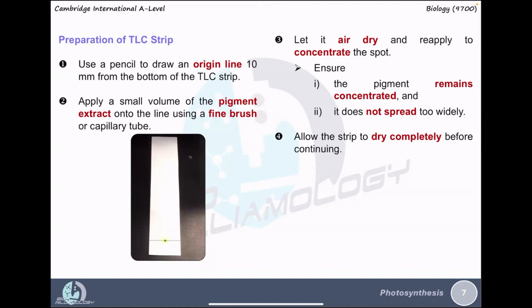Every time, we allow the strip to dry to concentrate the spot until we get a very dark spot on the origin line, and we allow the strip to dry completely before we continue to the next step.